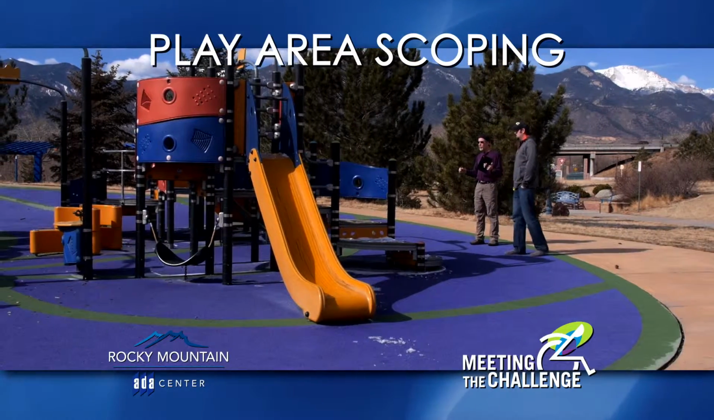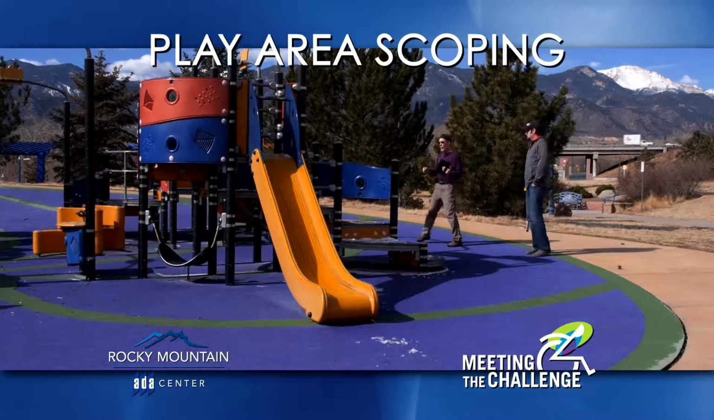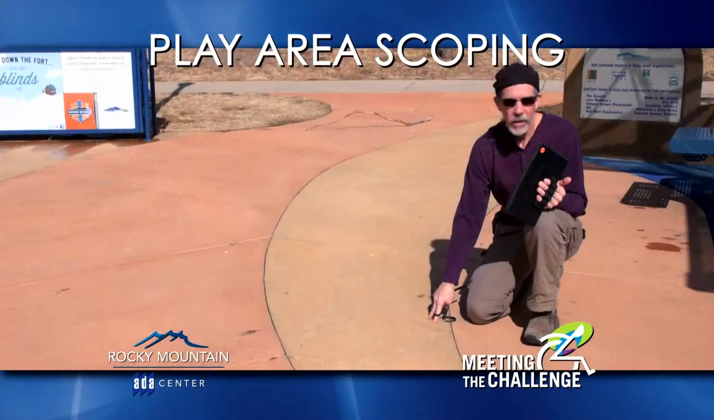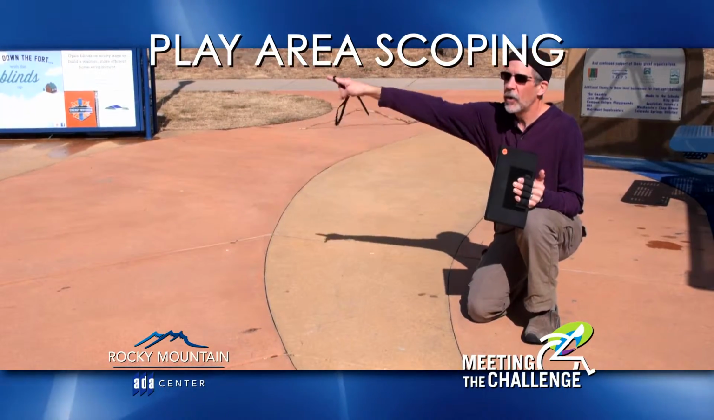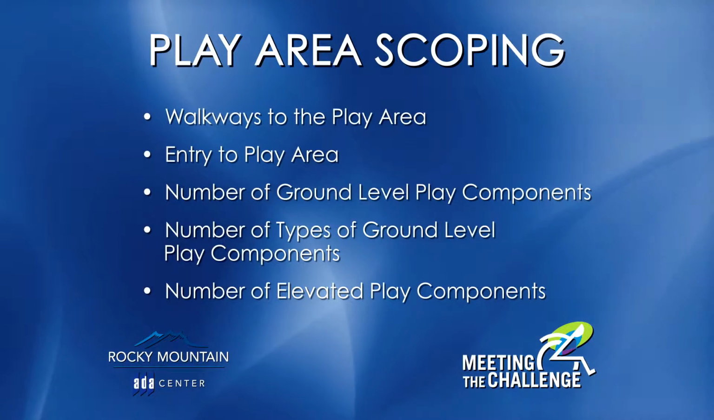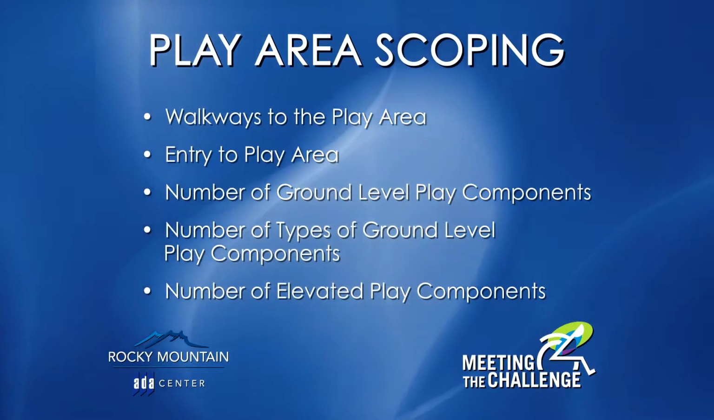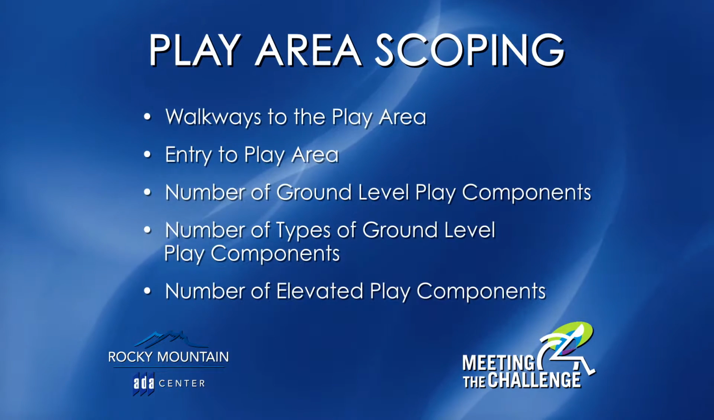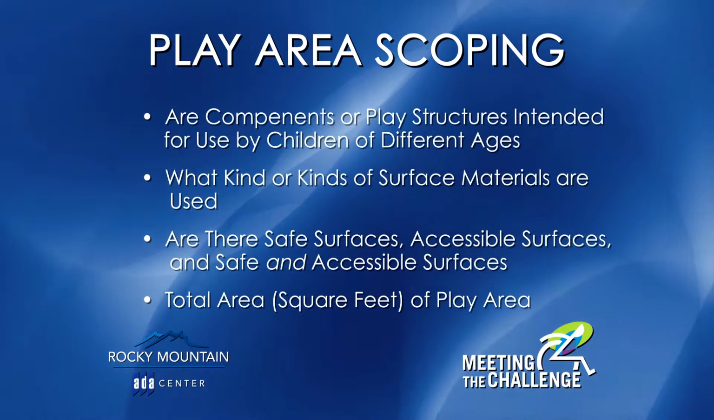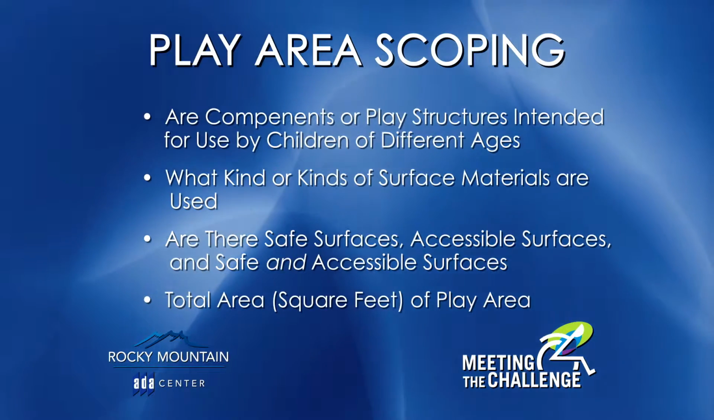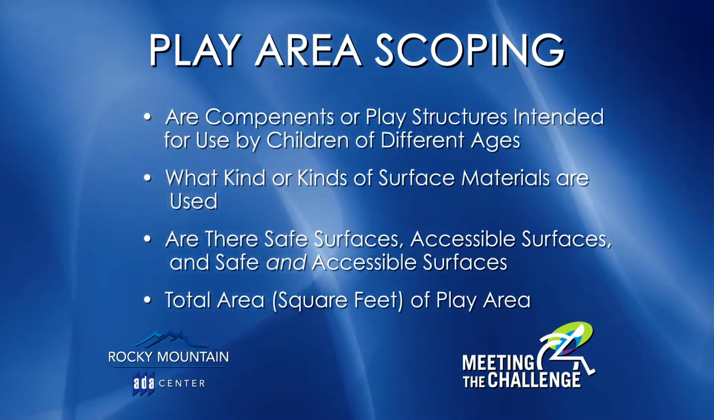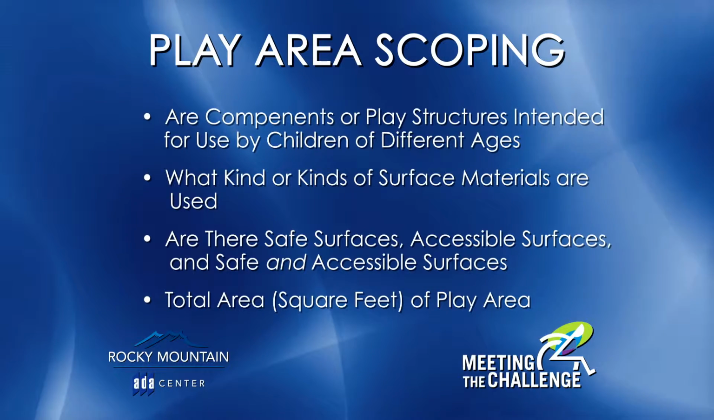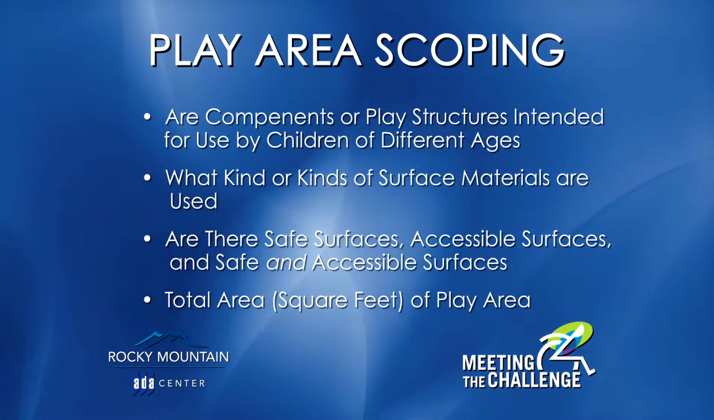At the play area, two men examine a multicolored play structure. Play area scoping. General specifications and observations. The process of surveying the accessibility features of a play area begins with general observations of the play area, including walkways to the play area, entry to play area, number of ground-level play components, number of types of ground-level play components, number of elevated play components. Are components or play structures intended for use by children of different ages? What kind or kinds of surface materials are used? Are there safe surfaces, accessible surfaces, and safe and accessible surfaces? Total area of play area.